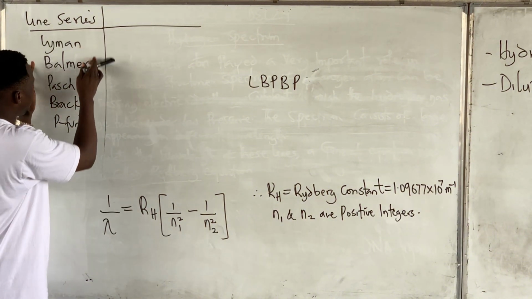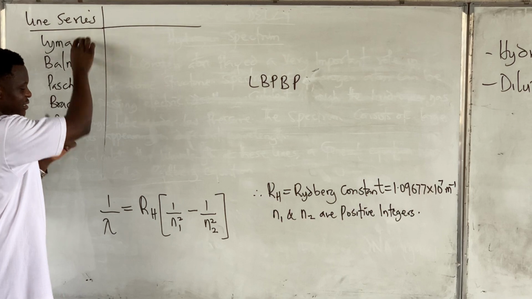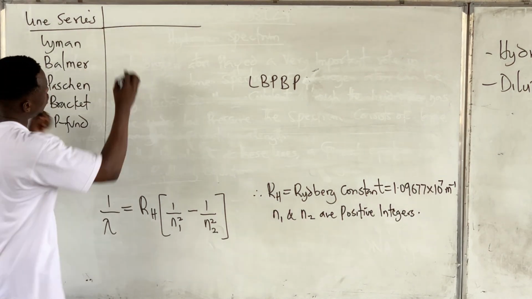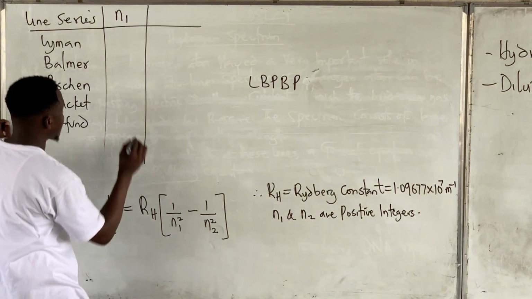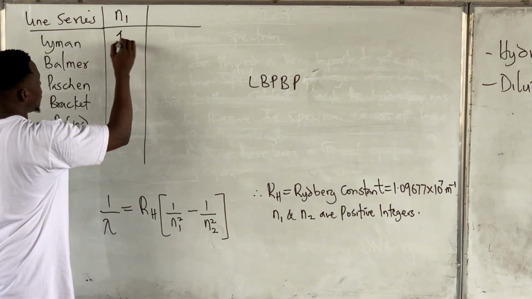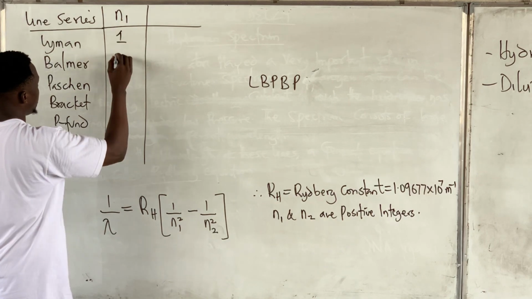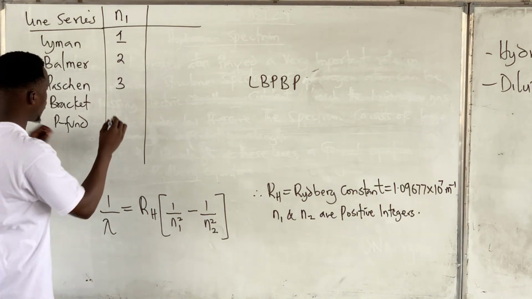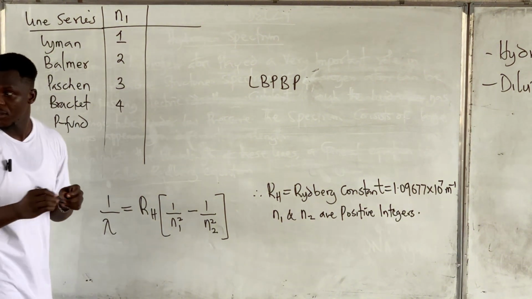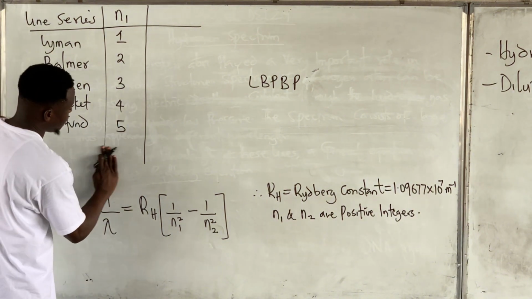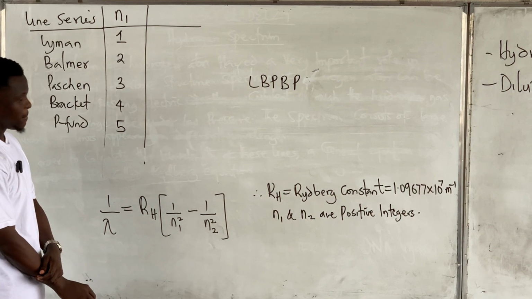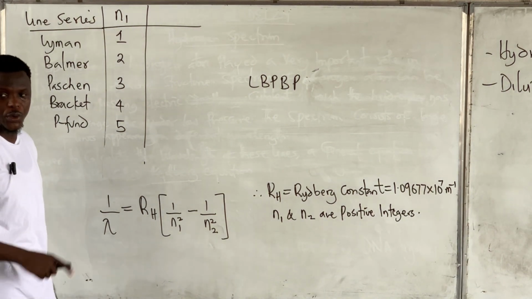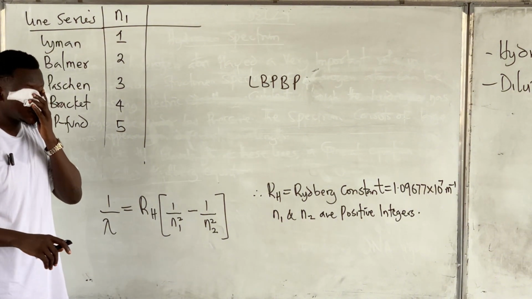This particular person realized that for the Lyman series, the value of n1 is not going to be the same as for the Balmer series. So n1 for Lyman is 1, n1 for Balmer is 2, n1 for Paschen is 3, n1 for Brackett is 4, and n1 for this one is 5, yes, Pfund. There's also Humphreys, but that one is out of reach.